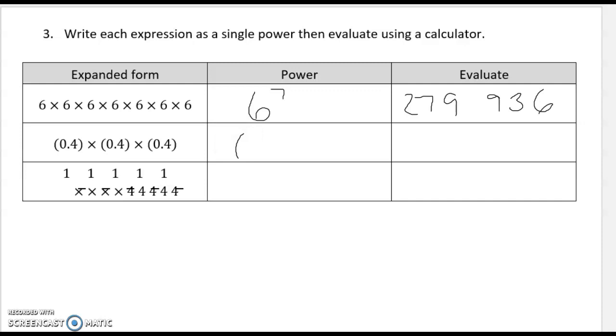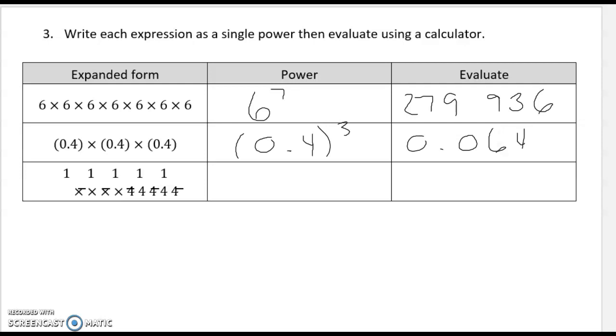Okay? The second one, our base is 0.4, 0.4, 0.4. So we know our base is 0.4, and we have 1, 2, 3 of them. So our exponent is a 3. And in your calculator, when you do 0.4 to the exponent 3, you will get 0.064.